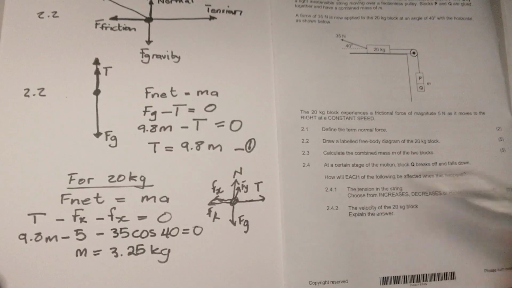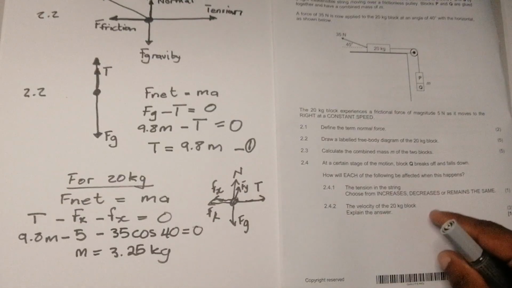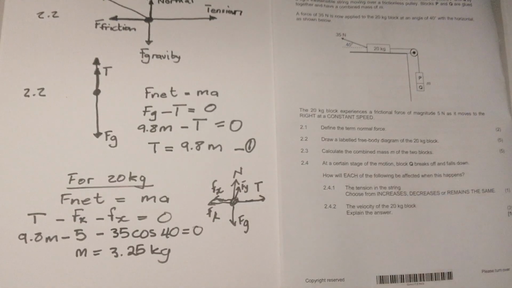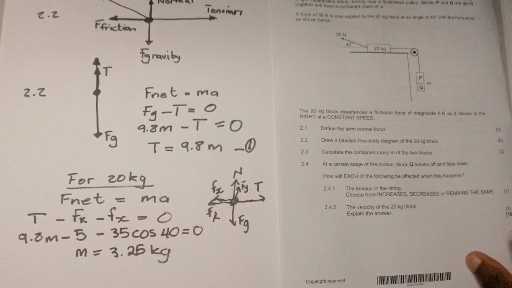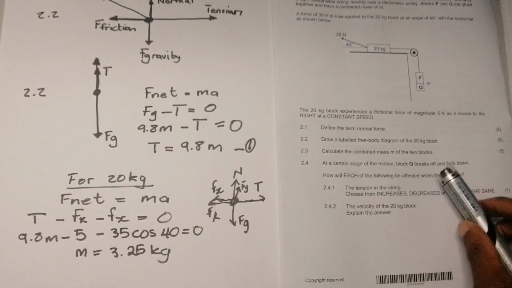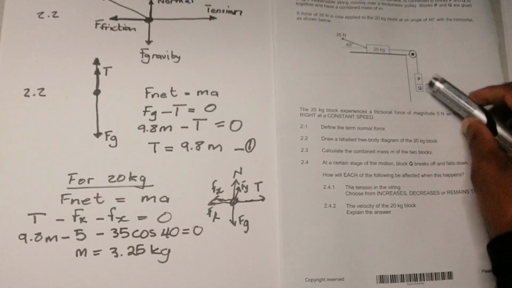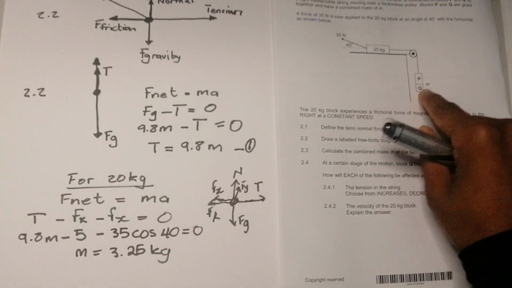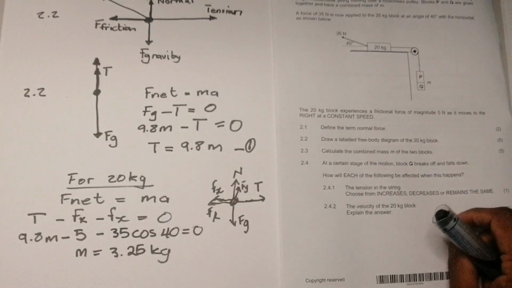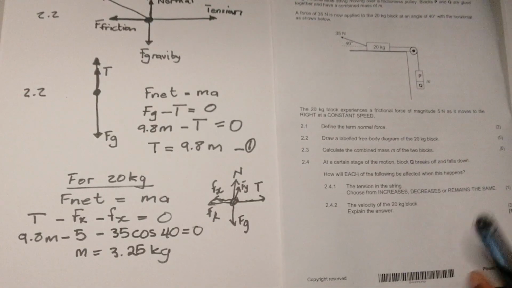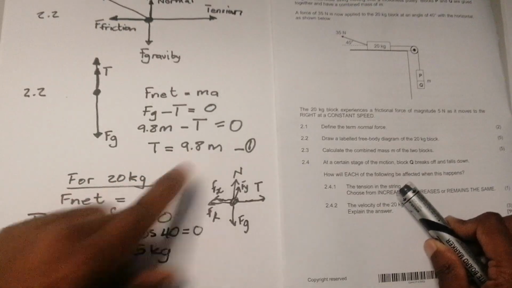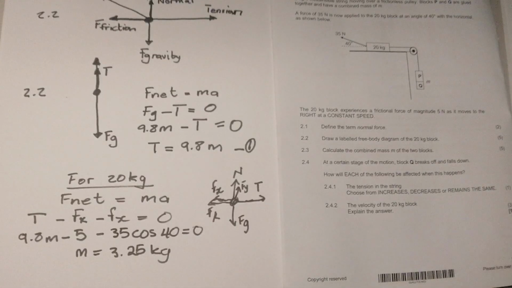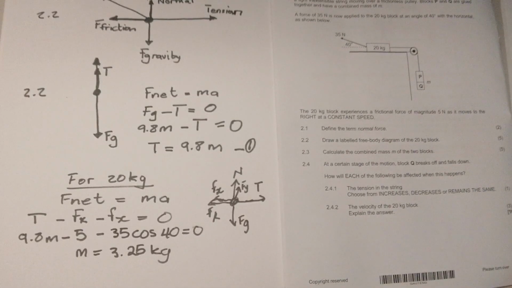And then lastly, they say, how will each of the following be affected when this, so they had a statement before that. They say at a certain stage of motion, block Q breaks off, so it's the same thing that happened in the past example. Block Q breaks off and falls down. So that mass is now less than what it was before. They're asking what will happen to the tension. Remember that the tension depended on the mass there. So in this case, the tension would definitely decrease.